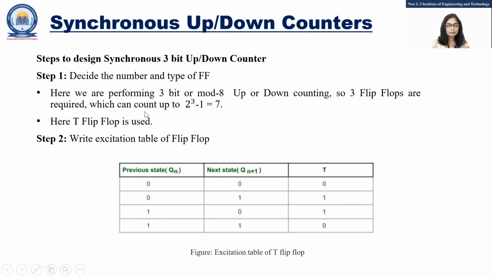And the count will be 2 raised to 3 minus 1 is equal to 7. So 0, 0, 0 up to 1, 1, 1. Count will be up to 1, 1, 1, that is 0 to 7. Fine. Next step, write the excitation table of the given flip-flop. So this is the excitation table.